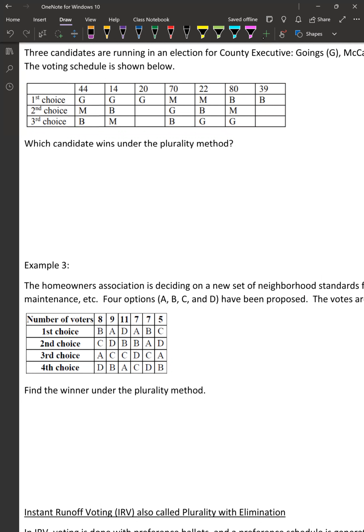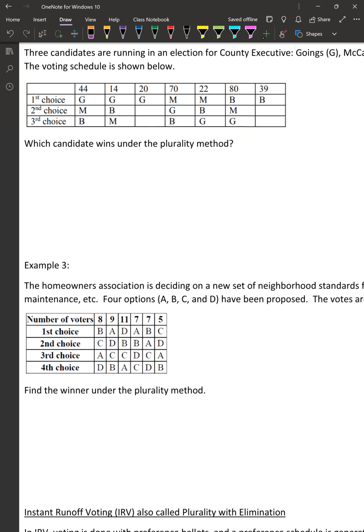Notice that there are two columns where there is only a first choice. So that means that those people didn't bother to rank the other candidates. They just said, no, I want Goings, and then I don't care about anything else. So we just don't know what those ballots would have chosen in their first, second, and third choices.